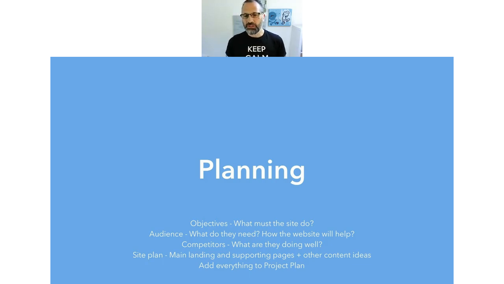And then putting that into a site plan. So taking some of those ideas and thinking about what are the main pages you need in the site. We call them landing pages or sometimes campaign pages. And then what are the supporting pages? So all the pages around that add additional information. And then any other content ideas, really putting that all down in the site plan.